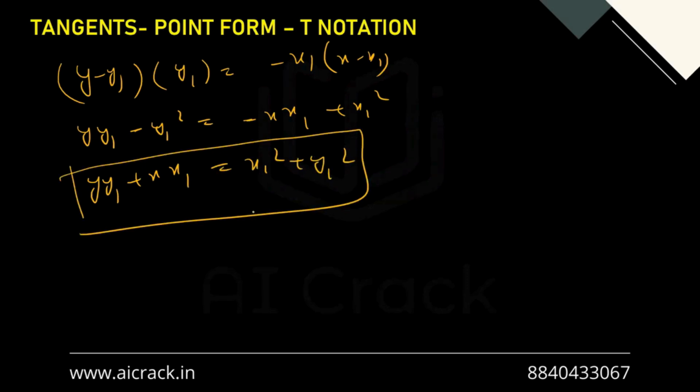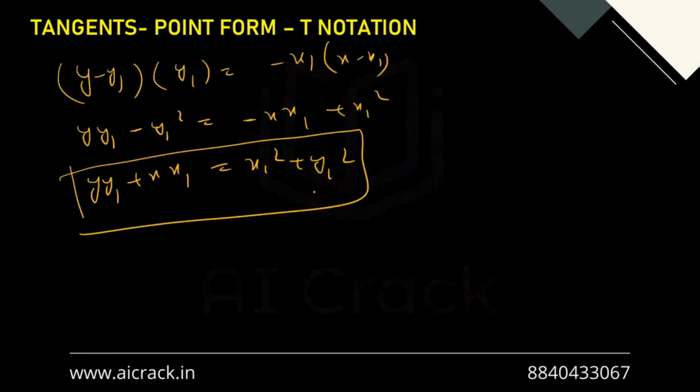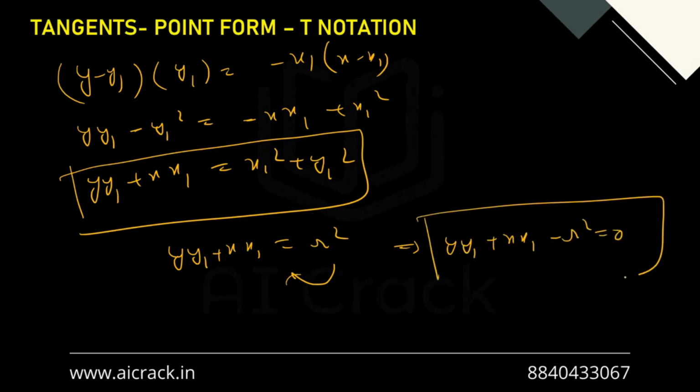This looks like this. Now this equation is basically called the T notation equation. Let's see how. I can write this x1 square plus y1 square as r square only, because x1 square and y1 square is this coordinate only, and if we talk about this as the origin, then this distance is y1 and this distance is x1. If we square both of them, that would give us the radius only, right? So this is becoming r square. So x x1 plus y y1 equals r square. If I take r square towards here, I'll be getting x x1 plus y y1 minus r square equals 0. Now this is the T notation format.